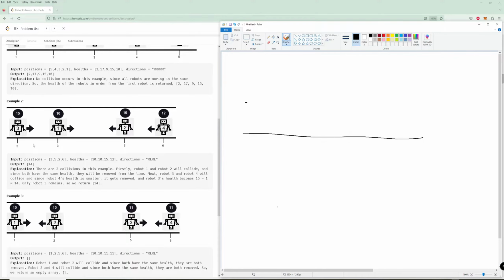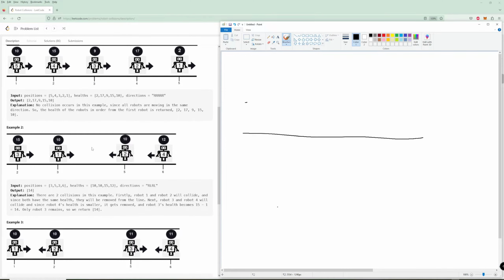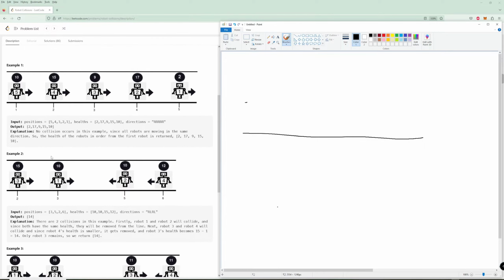The way we actually want to do it is to process the robots left to right in a stack, and keep checking the last 2 robots. Let me show you what this would look like.